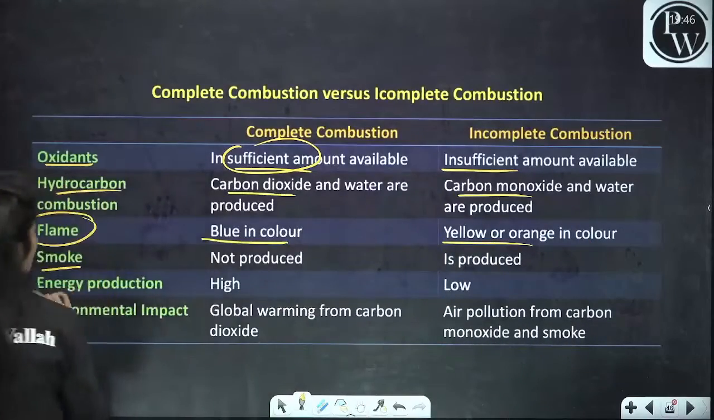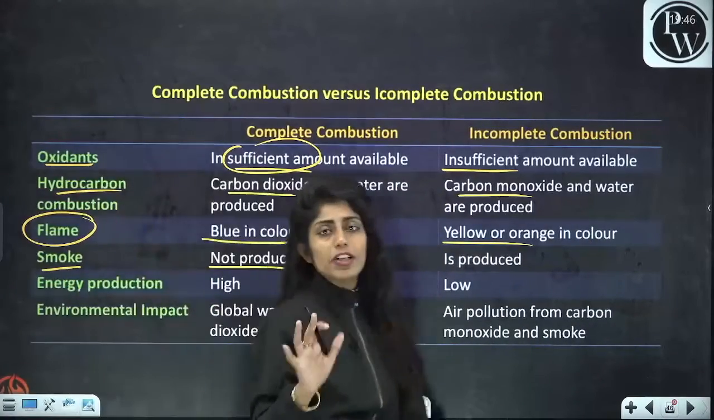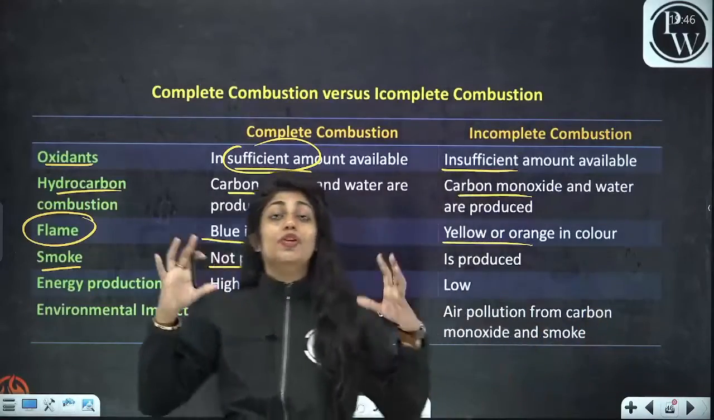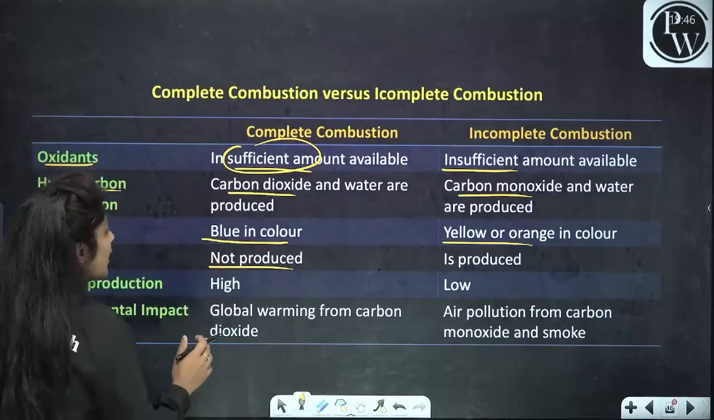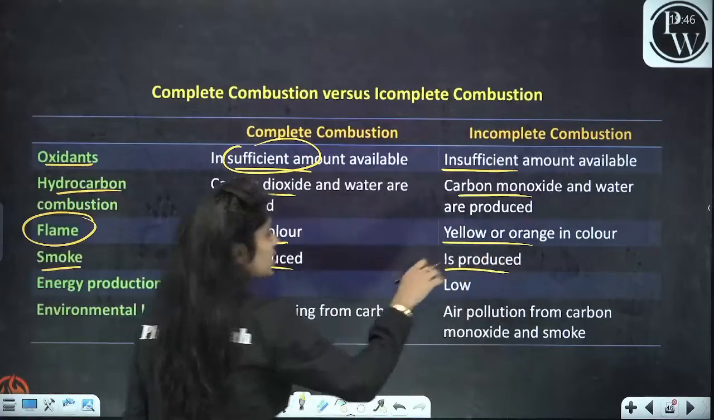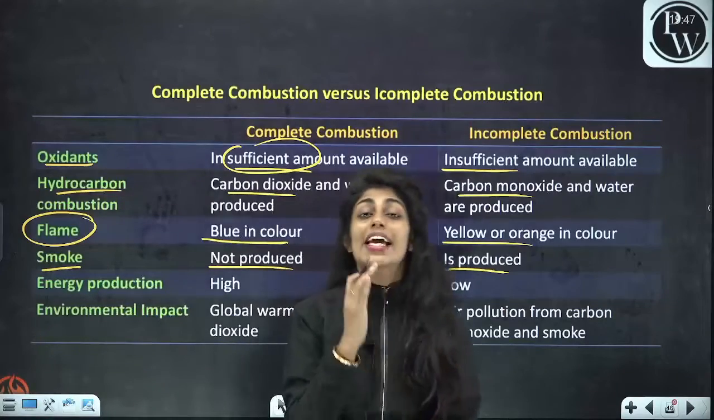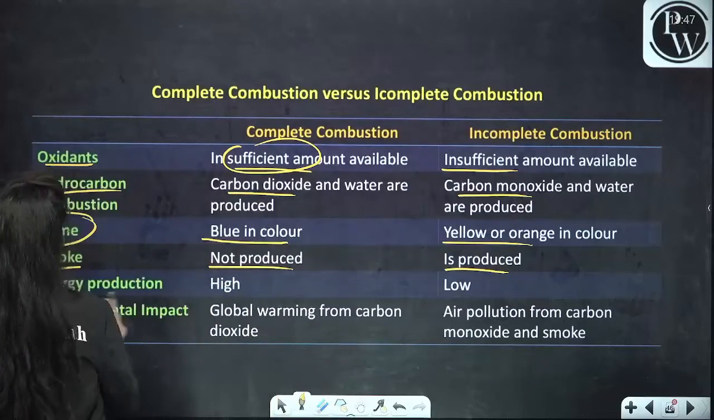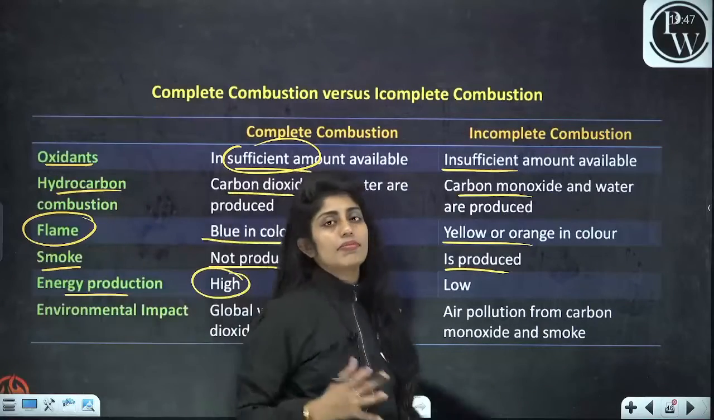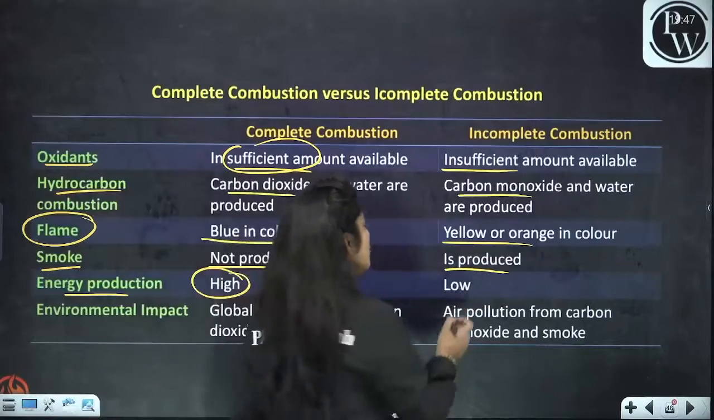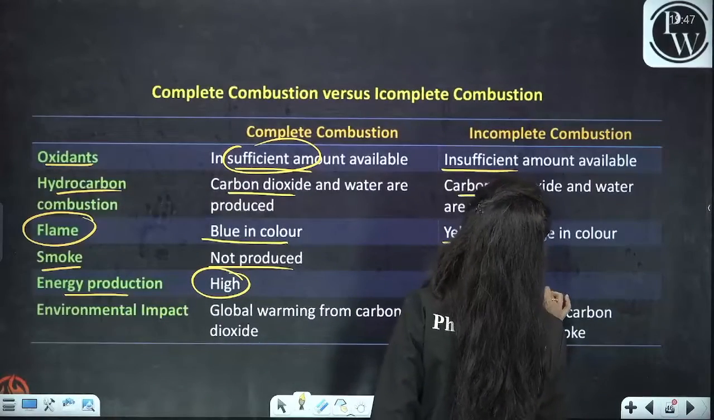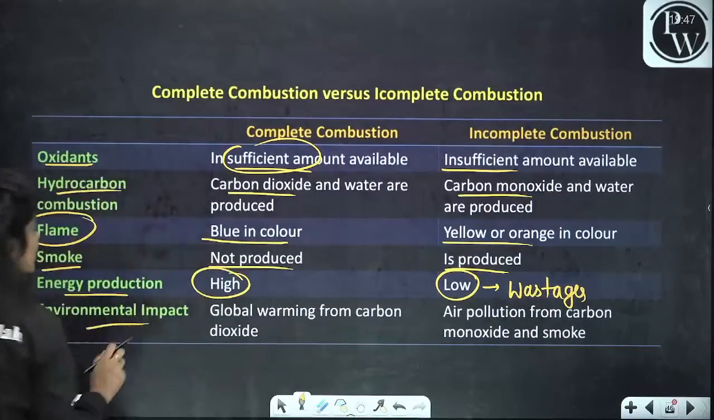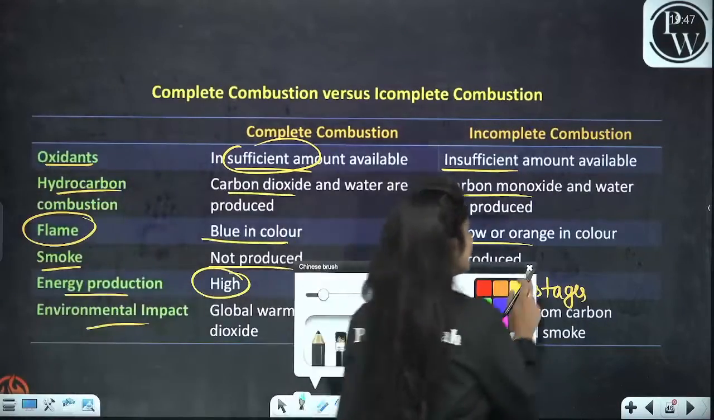Here we have smoke. No production of smoke there, because everything is utilized in making the bright blue flame. Now here smoke is produced because the whole efficiency of the fuel is not used, so it will produce smoke or soot. Energy production is high, of course, more efficiency. Energy production is low because there is more wastage of fuel. Next we have environmental issue. Of course, both are not good for the environment.